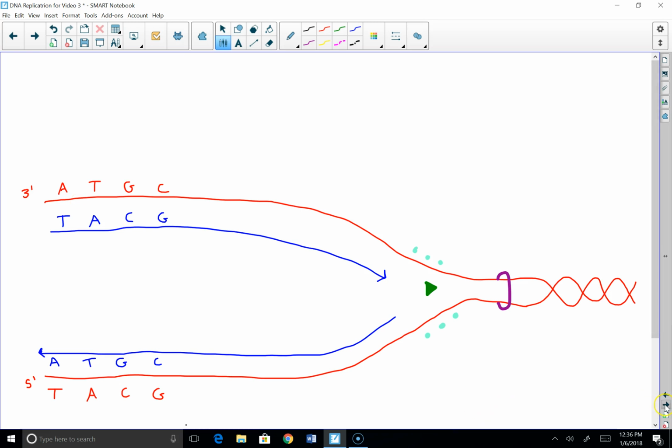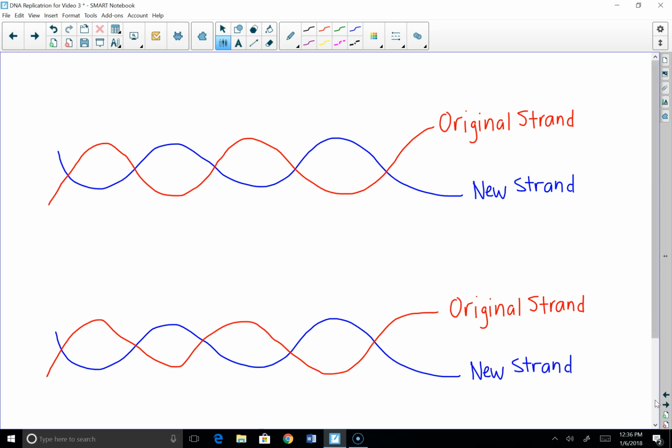And finally, once the DNA is happy and all the mistakes were fixed, it will recoil or retwist, and you will have one original strand and one new strand. These are going to be exact copies, or at least you hope they are, assuming there are no mistakes. And this will happen and allow cells to divide.